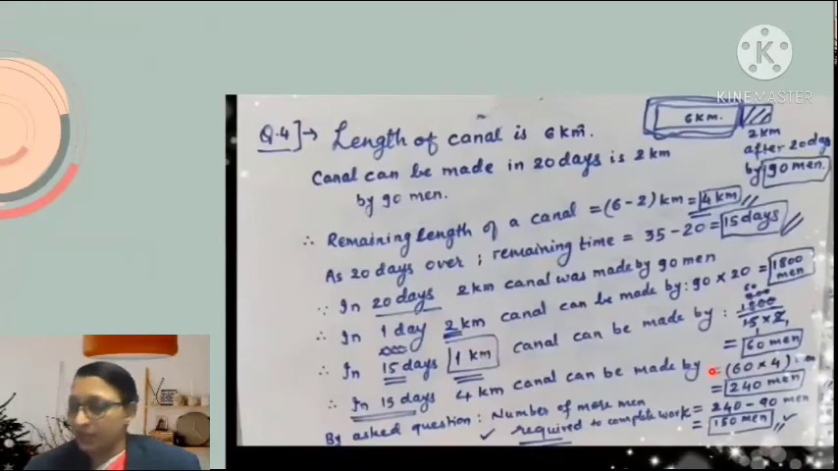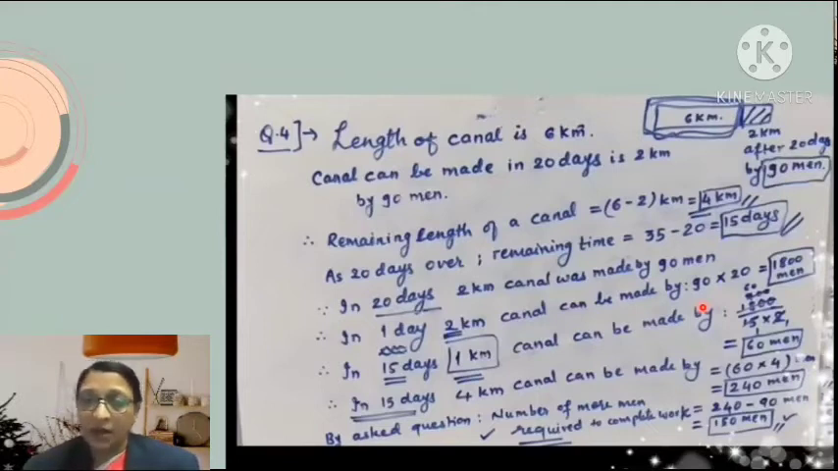Here, this is question number 4. A contractor undertakes to dig a canal of 6 km long in 35 days and employs 90 men. He finds that after 20 days, only 2 km of canal have been dug. How many more must be employed to finish the given work in time?